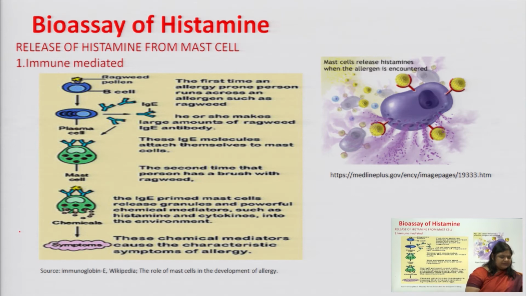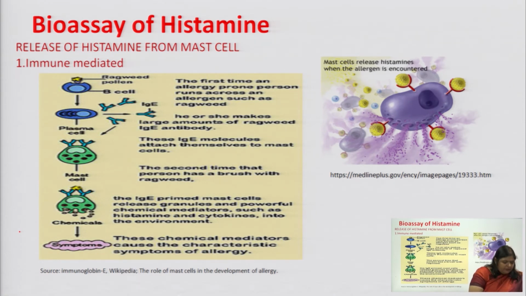Now how is this release of histamine from mast cells carried out? There are two types. One is immune mediated and another one is non-immune mediated. So what is this immune mediated? Now the first time when a person is exposed to something they are allergic to, we call that an allergen. Whenever the person comes in contact with that allergen, a large amount of antibodies, or immunoglobulin E antibodies, are generated.